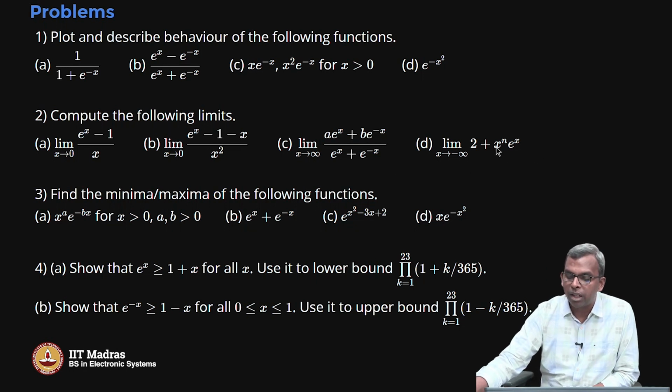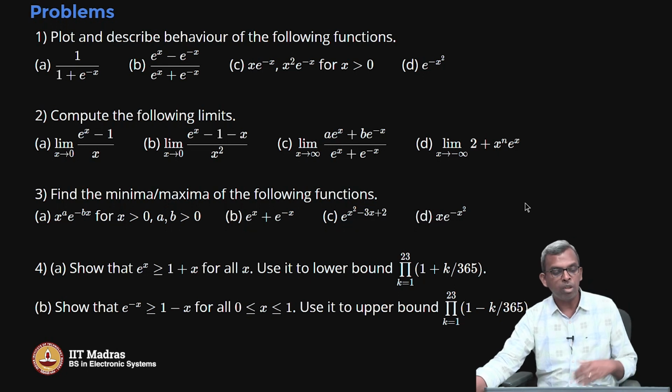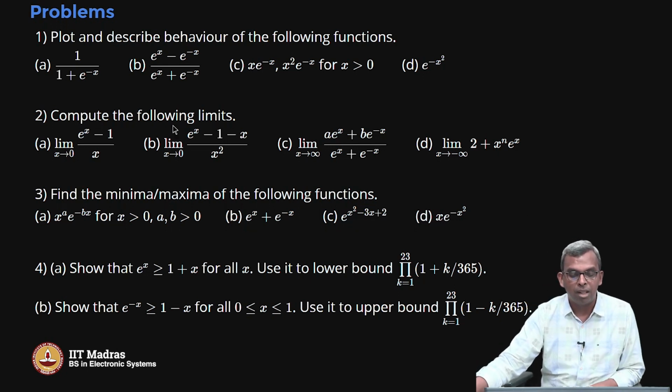Here's another limit you can evaluate with e^x. Here is where this x^n comes in. As x tends to minus infinity, 2 plus x^n e^x. Even though x^n is blowing up, e^x will smother it, so this term will go to 0. This limit will simply be 2. So this other one will go to 0. Those are the first two types of functions where you could take limits.